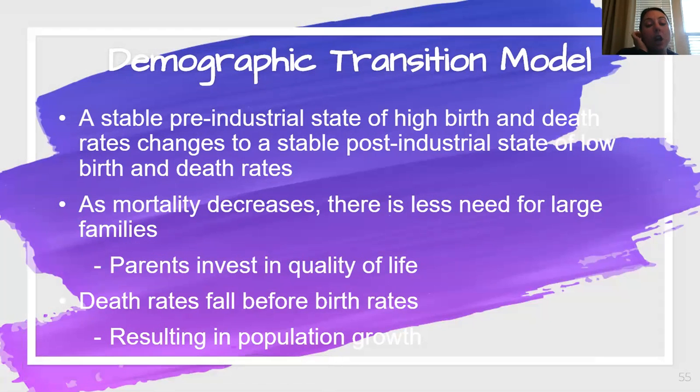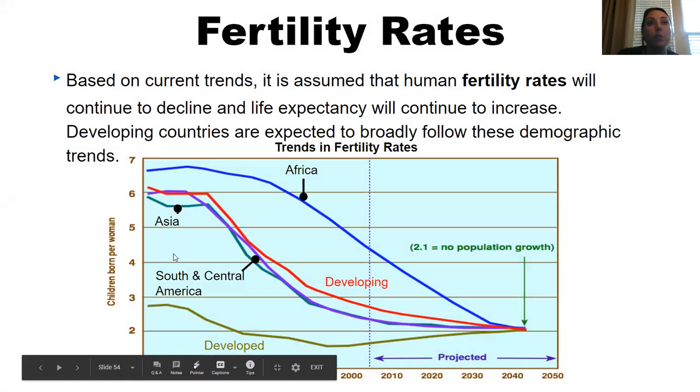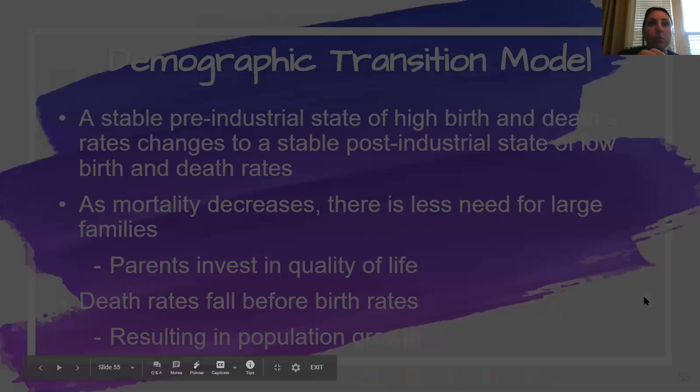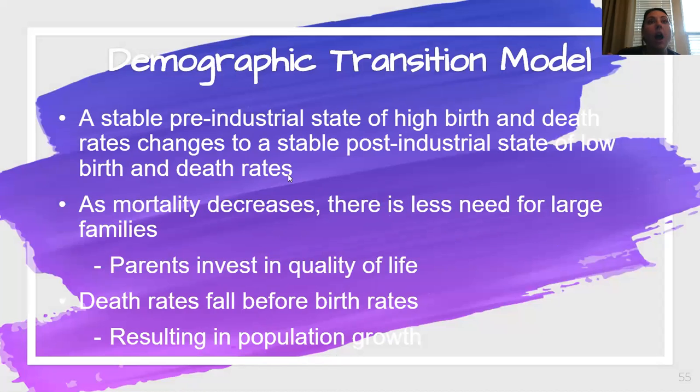Okay. And so what we want to talk about is this movement. As a country moves from being all the way up here to being down here, that's called the demographic transition model. And overall, what we see is that a stable pre-industrial state has high birth rates and high death rates. And we're ultimately going to change to a post-industrial state of low birth rates and low death rates. As mortality decreases, there's less need for large families, and parents invest more time. Death rates fall before the birth rates, and so this population is going to begin to grow.